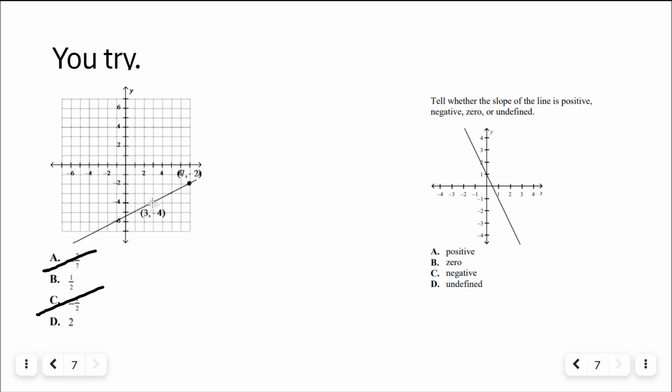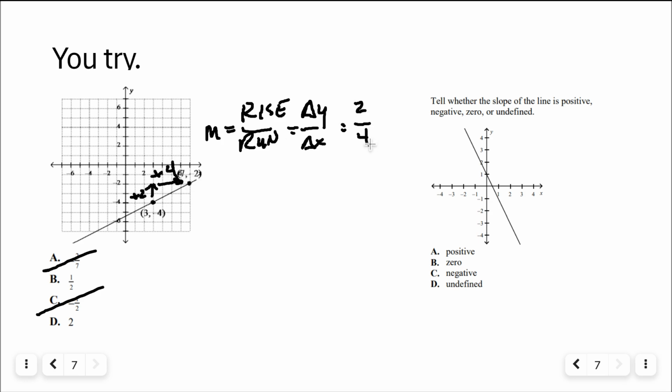Okay? So now I'm going to start on this point. My slope is rise over run, or delta y over delta x. So my change in y is 2. I went 2 up. And my change in x is 1, 2, 3, 4 to the right. So I went 2 over 4. 2 over 4, that's a fraction. It's not in lowest terms. I could divide them both by 2. I'd get 1 over 2. My answer is B, 1/2.